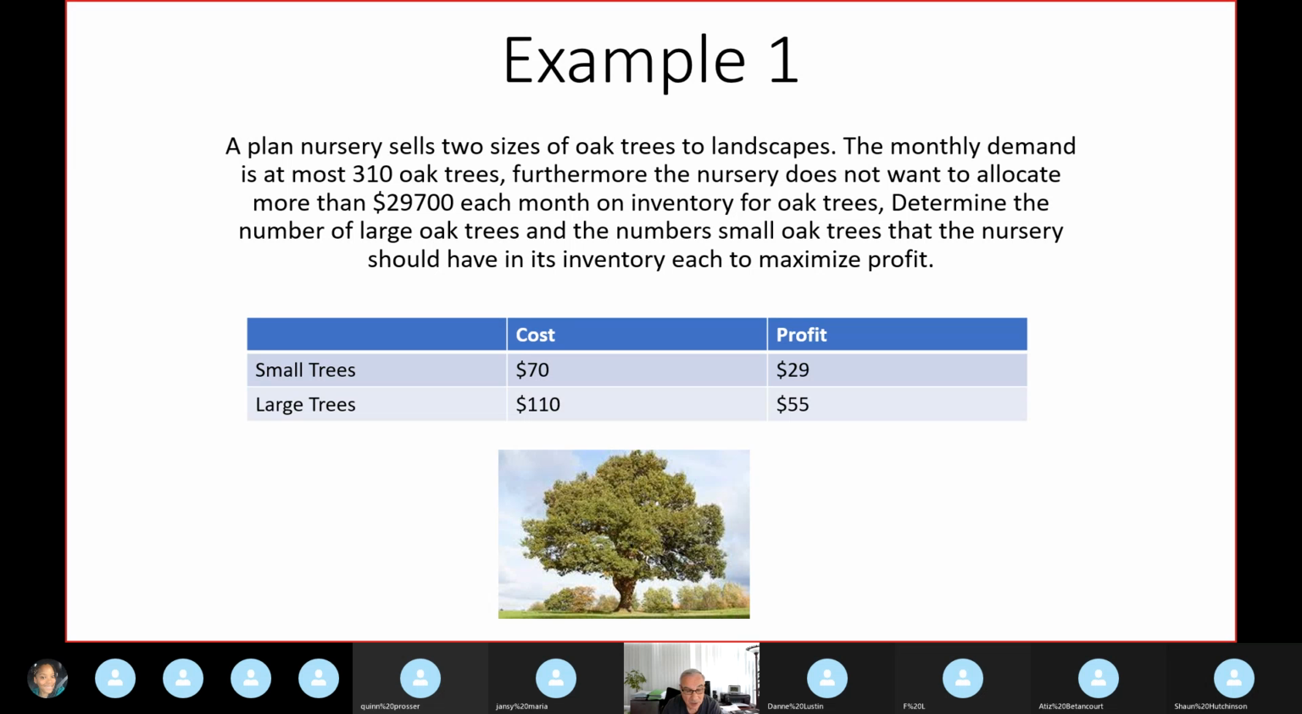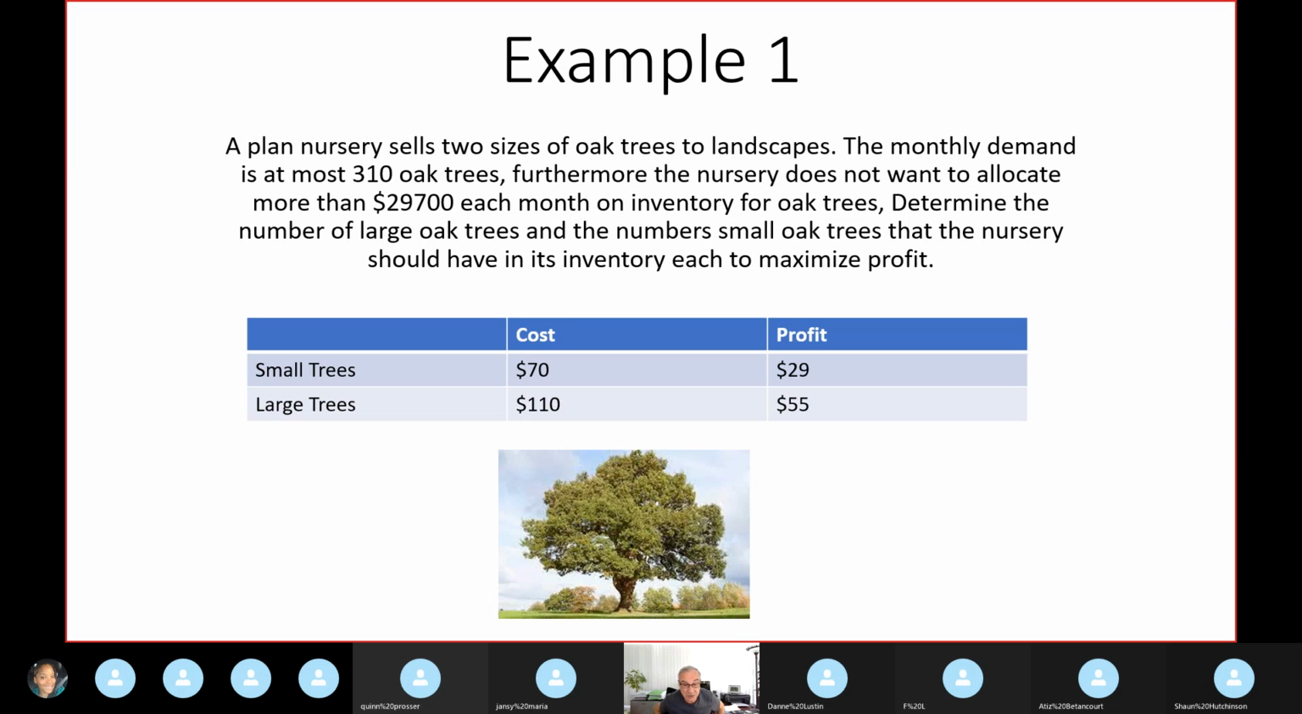The information given about the trees is: a small tree costs $70 and the profit is $29. Then you say, well, something is wrong, you get less money than your cost. No, remember, revenue is cost plus profit. So the money you get back is 70 plus 29, and the 29 is totally profit. It's free money in the business, right? And the large tree's cost is 110 and the profit is 55.